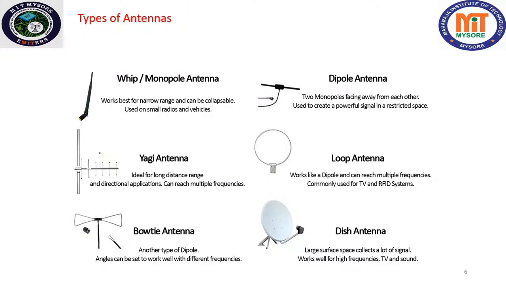the application in which it can be used, whether it is satellite application, television, FM radio, AM radio, short waves, or whether you are going to use it on top of a car or any other vehicle. So based on this, we can name different types of antennas. Few of them have been explained here: monopole or whip antenna, dipole antenna, loop antenna, Yagi or Yagi Uda antenna, and dish antenna. This is just to familiarize you with different antennas.